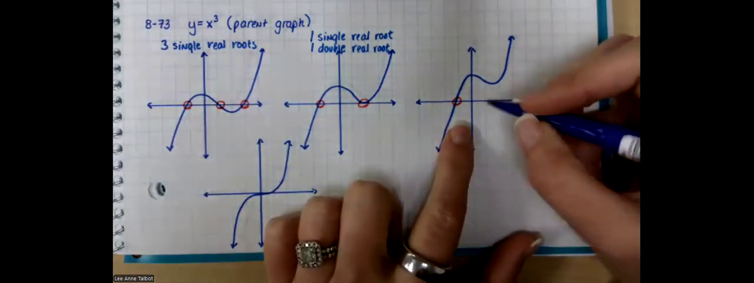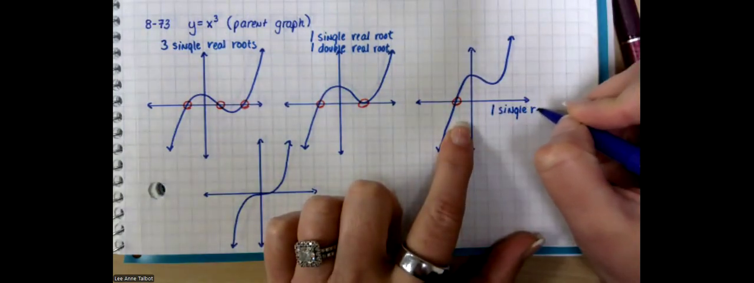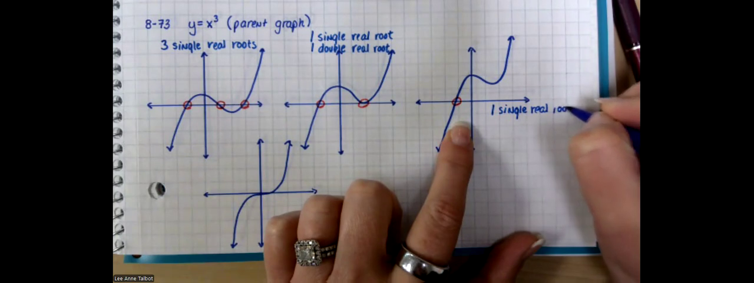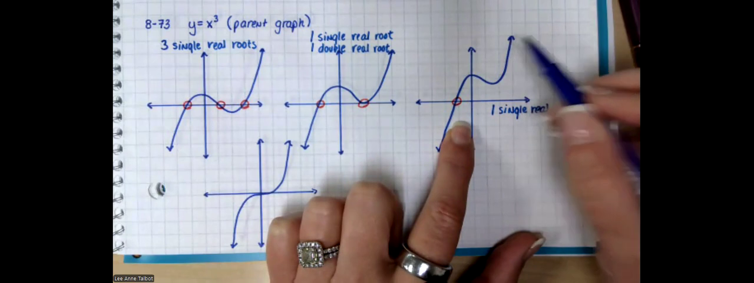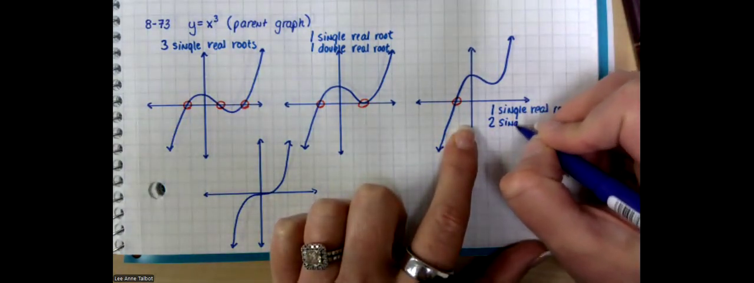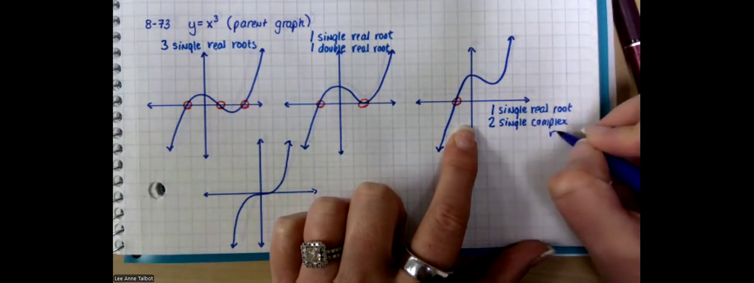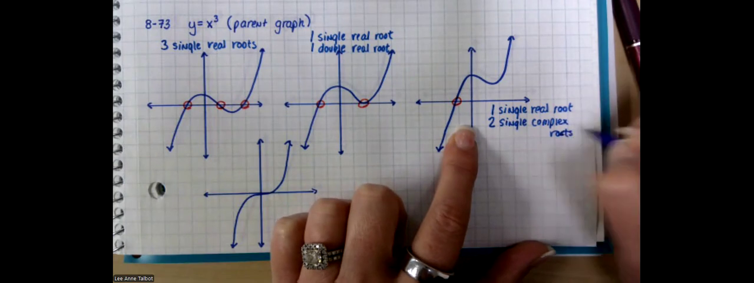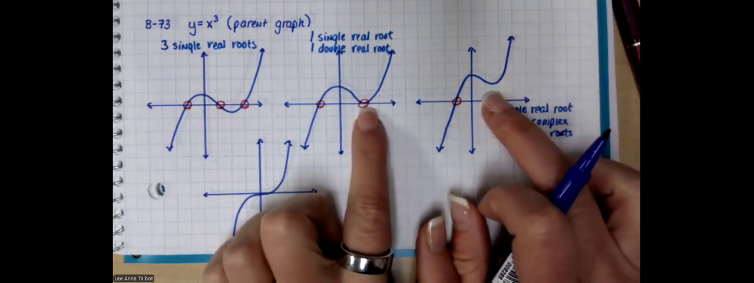So this one is 1 single real root, and then it never crosses again. It does my little whoop. 2 single complex roots. Make sure you see the difference between this and this.